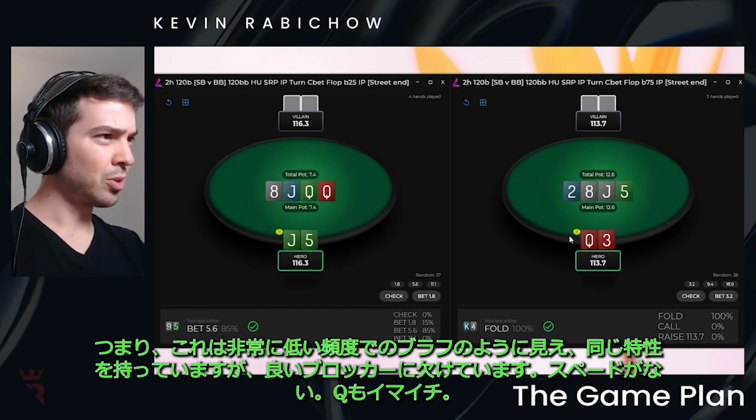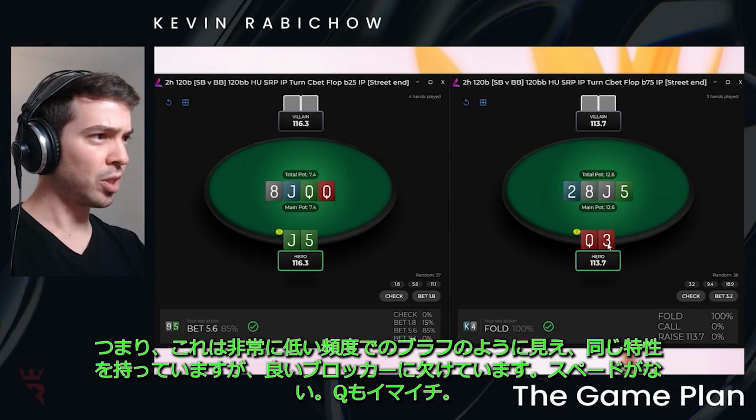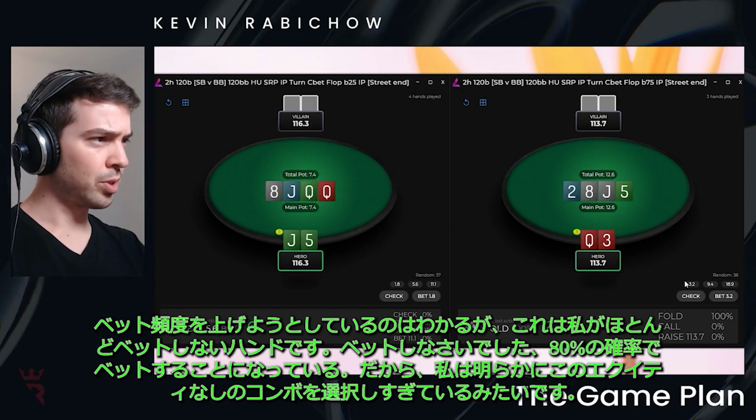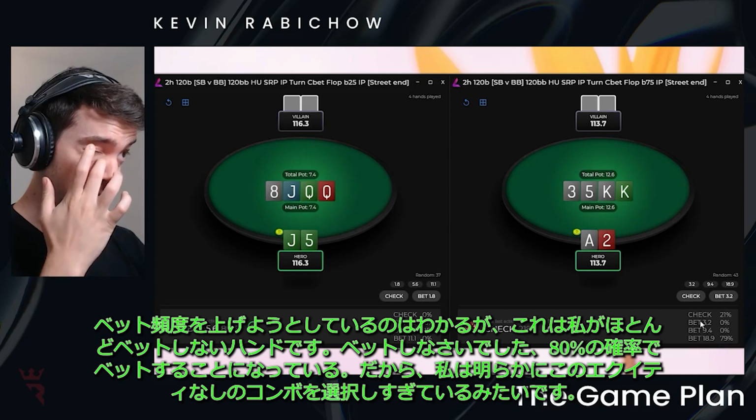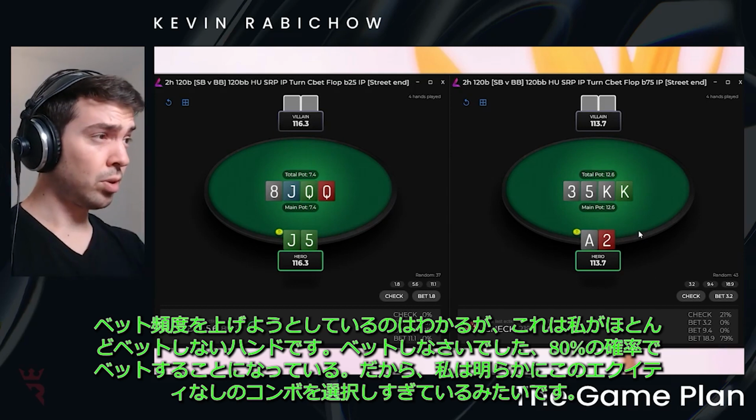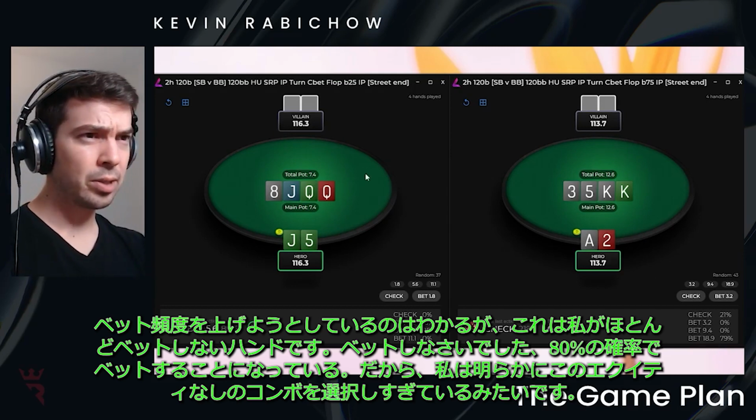So this to me looks, again, like a very low frequency bluff. It has those same properties, but it's lacking any good blockers. I don't have a spade. The queen is not great. I know I'm trying to push the betting frequency, but this is a hand I would very rarely bet here, and I'm supposed to bet it 80% of the time. So I'm clearly being too selective with these no equity combos.